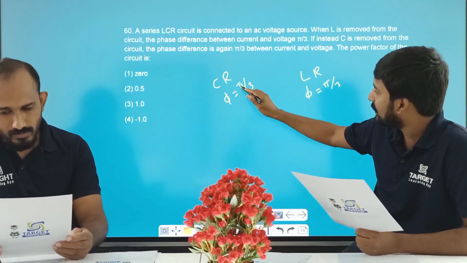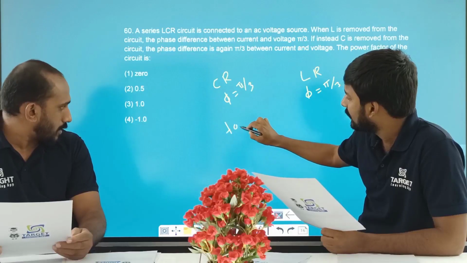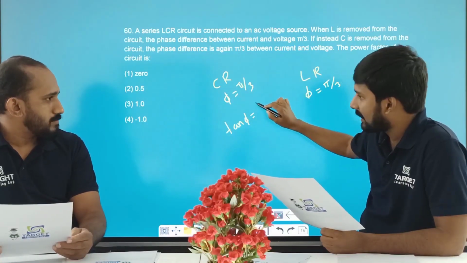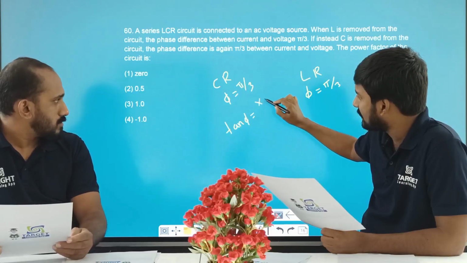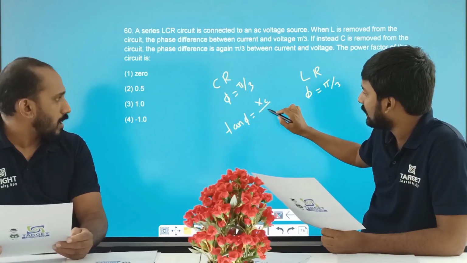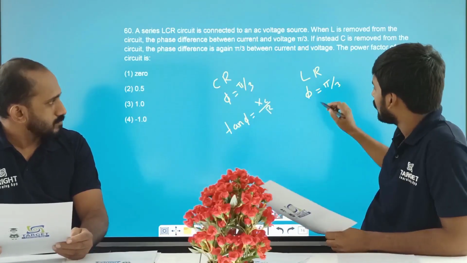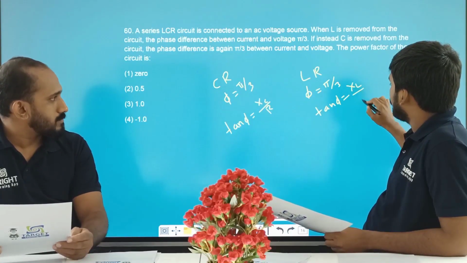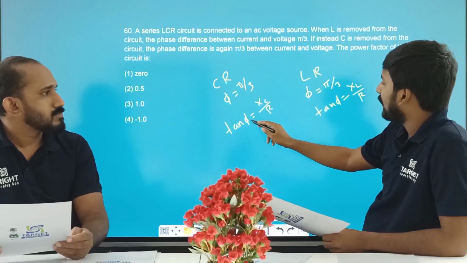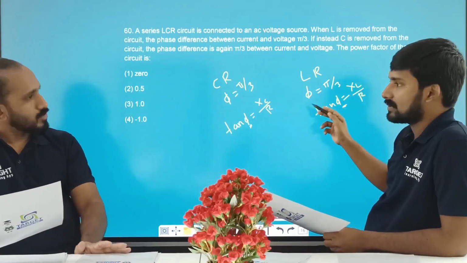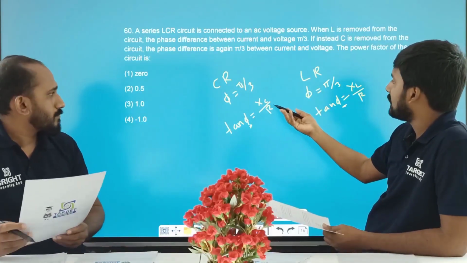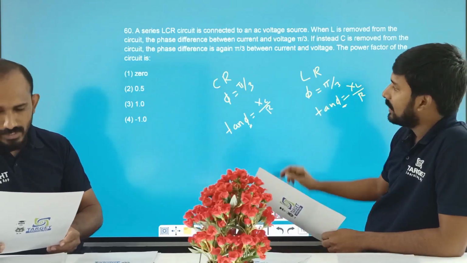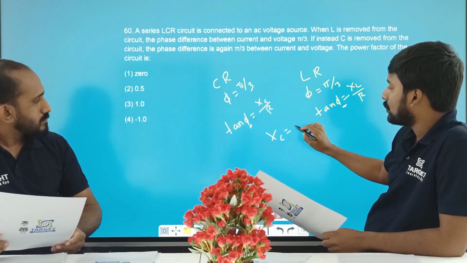So here we can write tan phi is equal to (XC minus XL) by R. In the CR circuit, only XC is there, so tan phi is XC by R. In the LR circuit, tan phi is equal to XL by R. Since phi is pi by 3 in both cases, tan phi is the same. So XC by R is equal to XL by R, so we could say that XC is equal to XL.